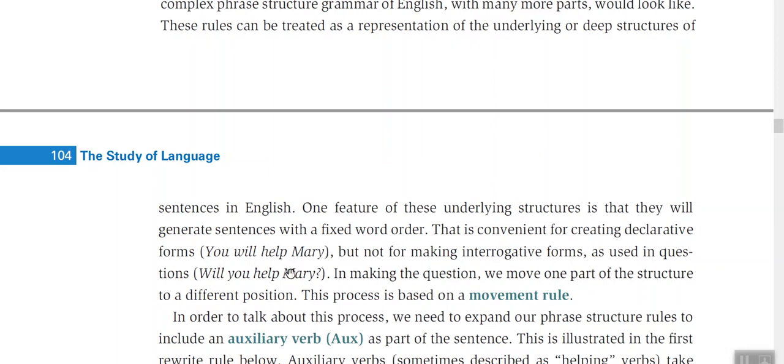So you will help Mary. So we have this sentence, you will help Mary, but not for what? Not for making interrogative forms as used in questions. Will you help Mary? Okay.